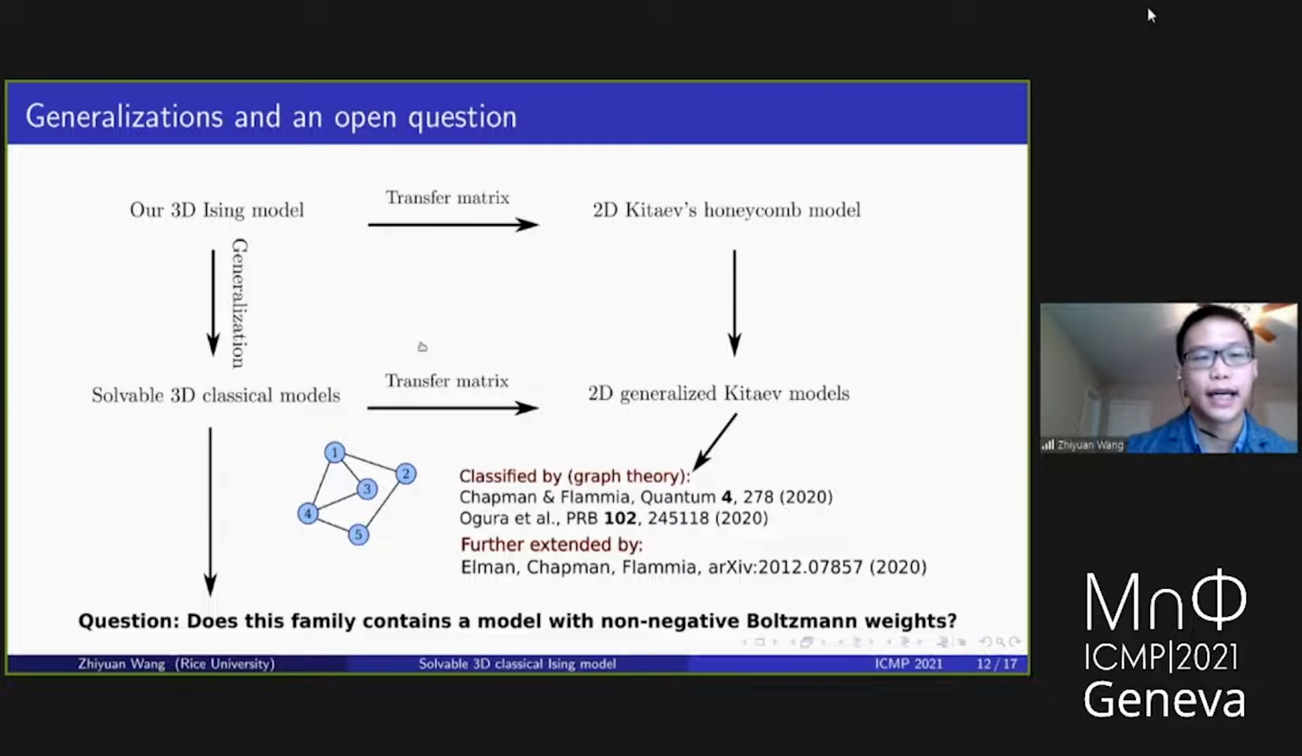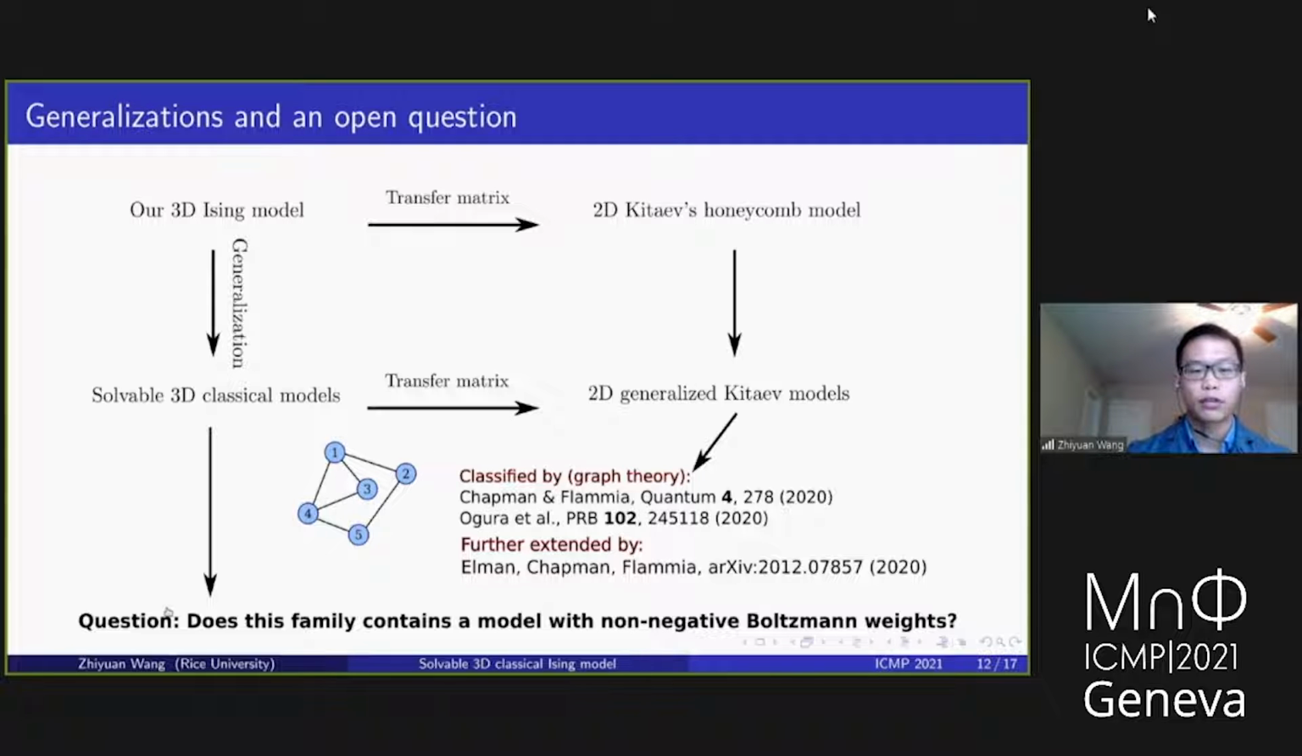I'd like to mention that our model can actually be generalized to a large family of exactly solvable 3D classical statistical models whose transfer matrix corresponds to one of the generalized Kitaev-type models. And the family of solvable generalized Kitaev-type models has recently been classified by graph theoretical techniques. Sharpman already talked about this earlier today. And so this is really a generalization to a big family of models.